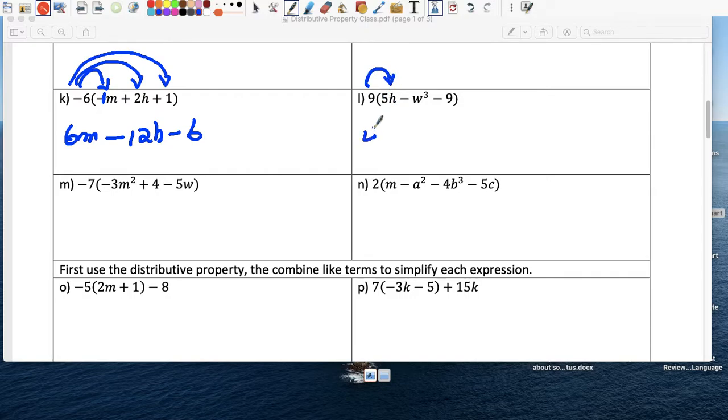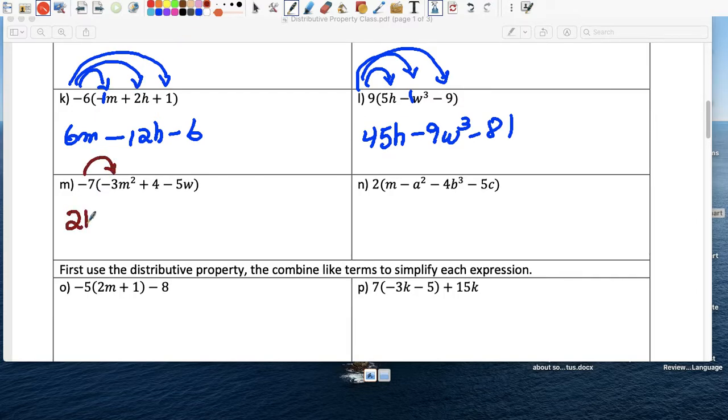Positive times a positive is positive. 9 times 5 is 45h. Don't forget there's a 1 here. Negative times a positive, positive times a negative is a negative. And then positive times that negative is negative 81. Negative times a negative, positive. 7 times 3 is 21 squared. Negative times a positive is a negative, which is 28. Then negative 7 and negative 5 is positive 35w.